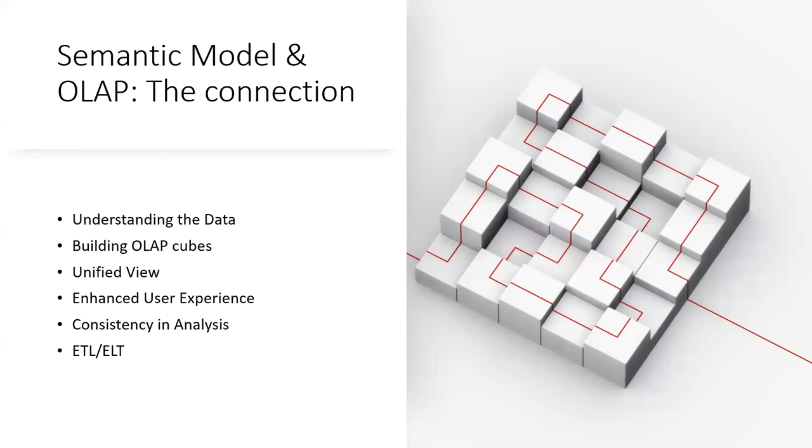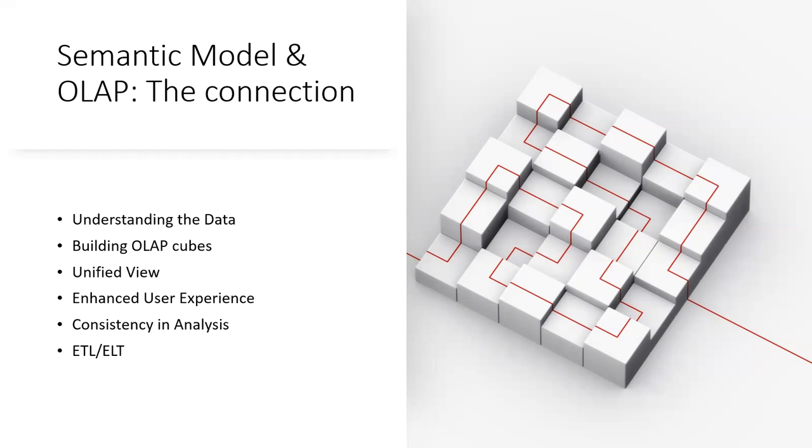So it lays out the relationship between data elements and translates them into terms users understand. So when a user wants to dive deep into an OLAP cube to analyze sales data for a specific region, they can do so without getting lost in technical jargon, thanks to the semantic model.